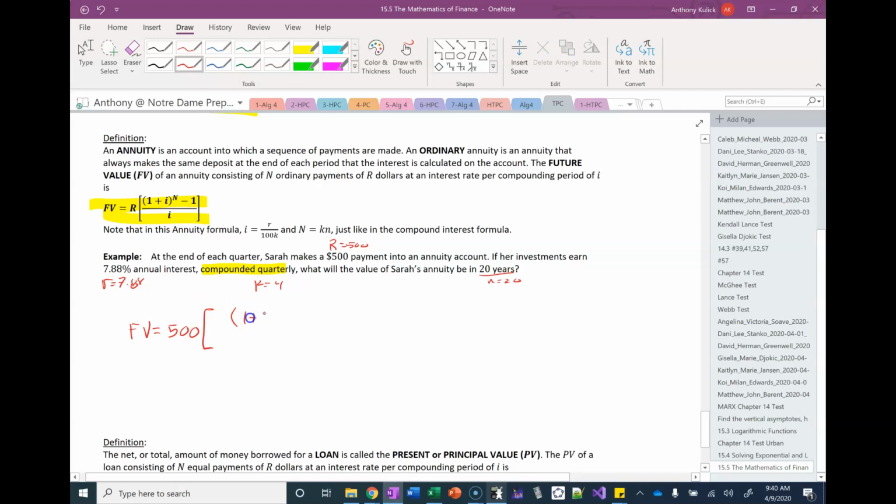So 1 plus, and then I is R over 100K, 7.88 over 100 times 4. And then cap N is K times n, minus 1, all over 7.88 over 100 times 4. Okay, so now what's left is for us to type this into our calculator.